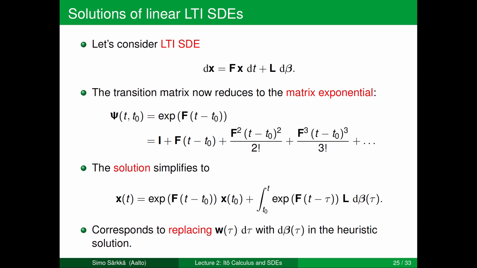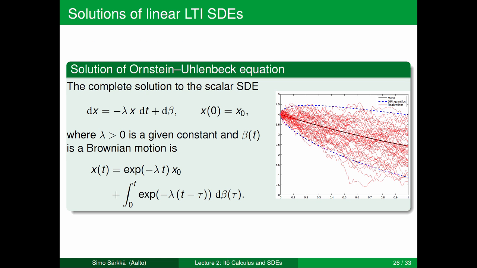And if you recall the heuristic solution that we obtained during the last lecture, this is exactly the same form, but now we have replaced the white noise times dt, or white noise times d tau, in the heuristic solution with d beta. For example, the solution of the Ornstein-Uhlenbeck equation looks like this.